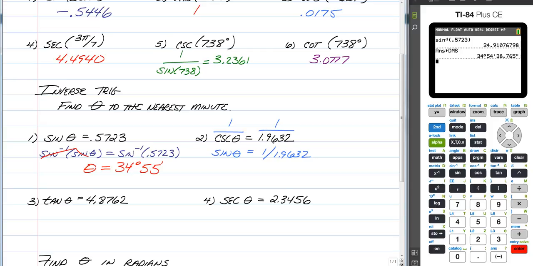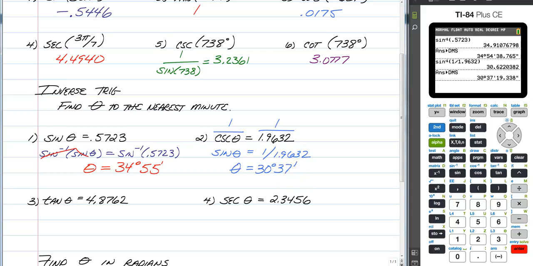So we would press second sine of 1 divided by 1.9632, close our parentheses, click enter. Then we would press second angle, number 4, enter, and we would simplify to 30 degrees and 37 minutes. Okay, so theta is equal to 30 degrees and 37 minutes.